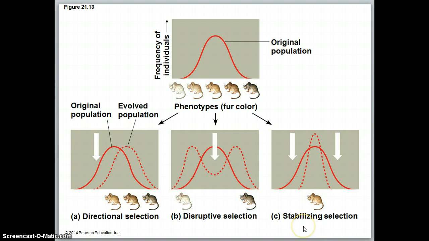Stabilizing selection favors the intermediate. So say, for example, the environment changes and now there's a lot of brown dirt. There's not a lot of dark areas. There's not a lot of snow or white areas. And it favors the intermediate, those brown mice. So brown mice would be able to survive and reproduce more. They will pass on this trait to their offspring more often than the white or the dark mice. And as a result, you will lose the extremes and the numbers of the intermediate phenotype will rise.